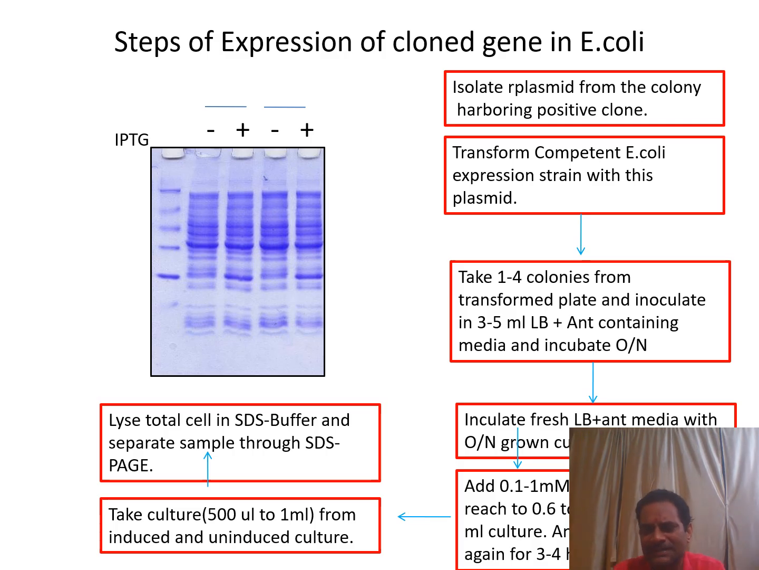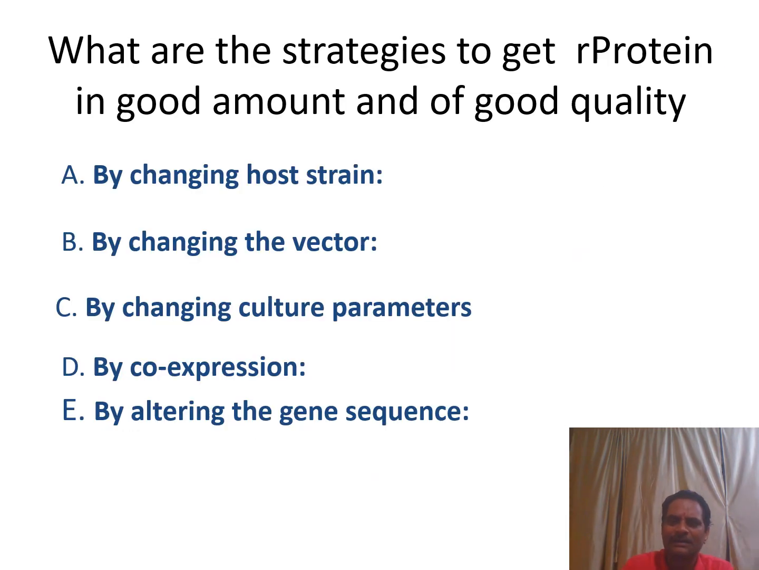Now, since this is a 5-decade journey of recombinant protein production, scientists have solved most of the problems, but still some problems exist. So under five subheadings, we will discuss the strategy to produce more recombinant protein and good quality recombinant protein: by changing the host strain, by changing the vector, by changing culture parameters, by co-expression, and by altering the gene sequence. One by one, we will quickly go through it.